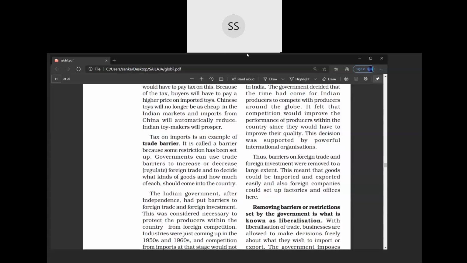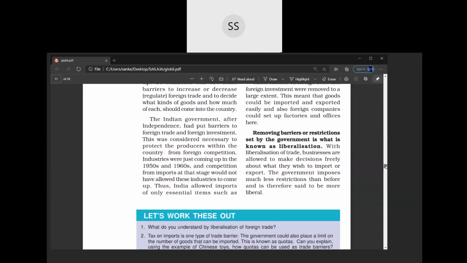The Indian government, after independence, this story I've already told you, I'm just reading it. The Indian government after independence had put barriers on foreign trade and foreign investment. This was considered necessary to protect the producers within the country from foreign competition. So after independence, our producers were not in a position to compete with foreign countries. So at that time, our government had put a restriction that our country's producers will not compete with the producers of other countries. And so there was a trade restriction.